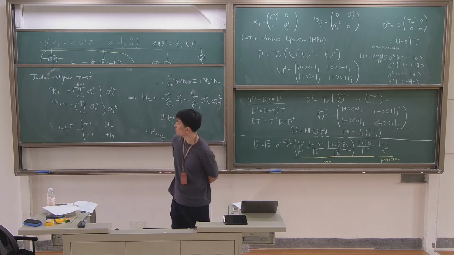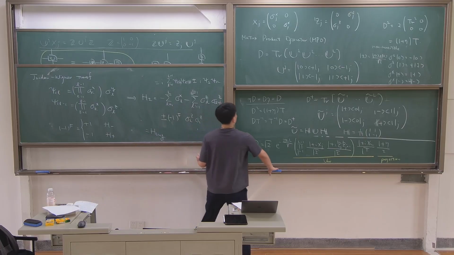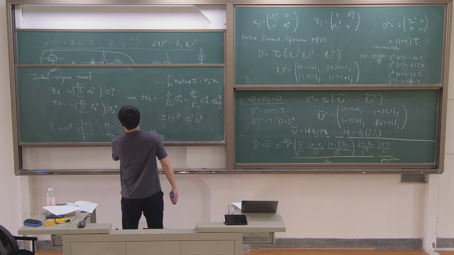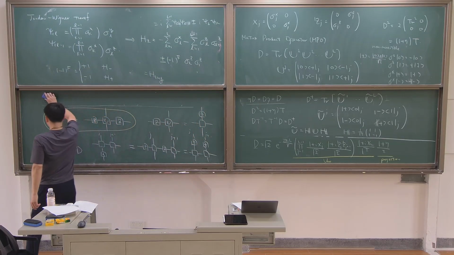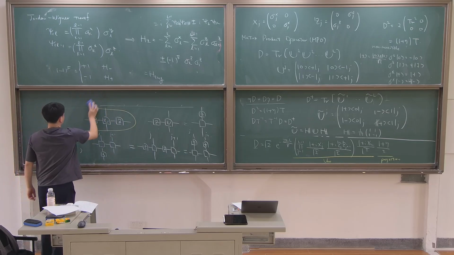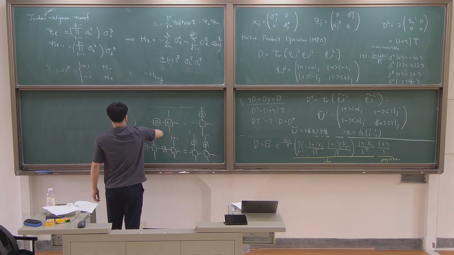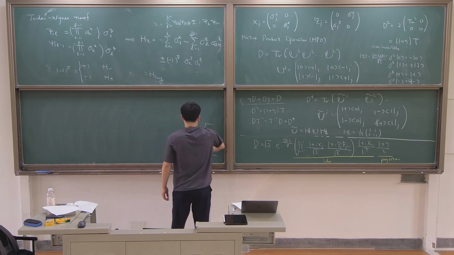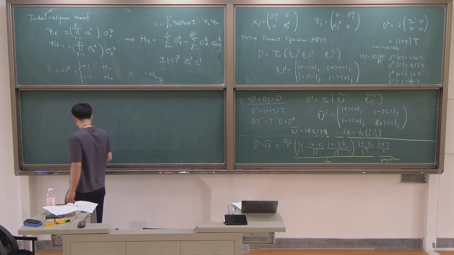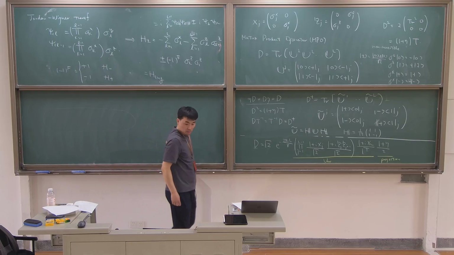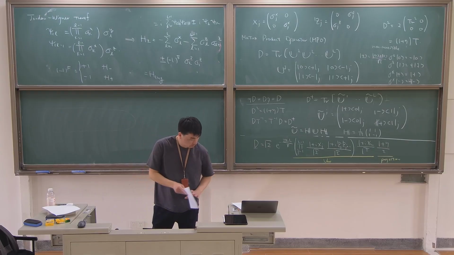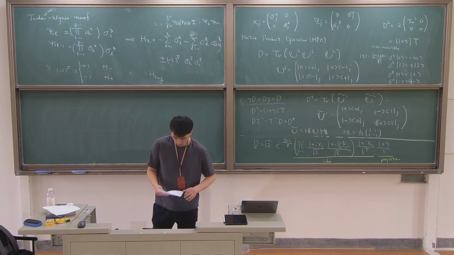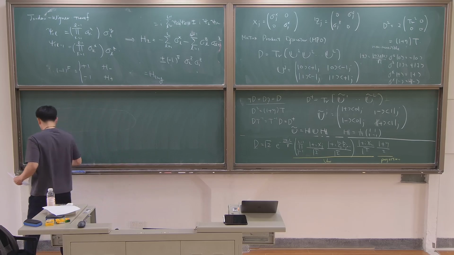So what's nice about this D, the non-invertible symmetry, is that you can say something about the Hilbert space of the physical system.